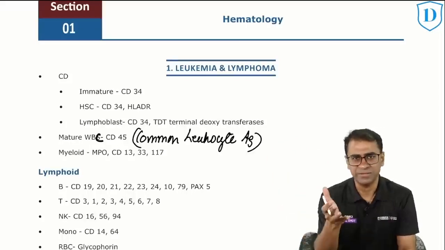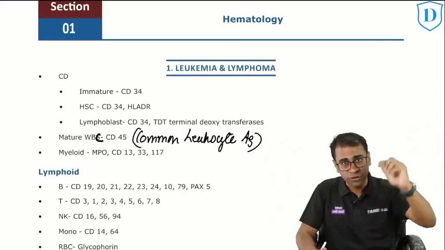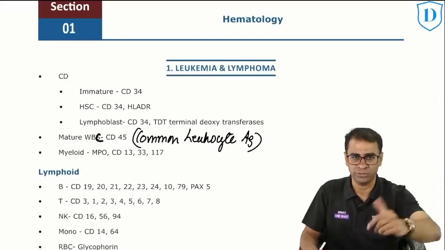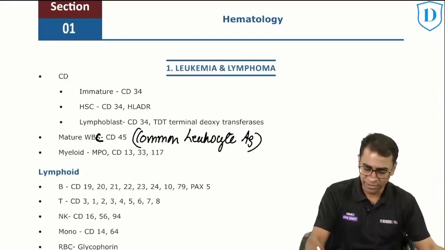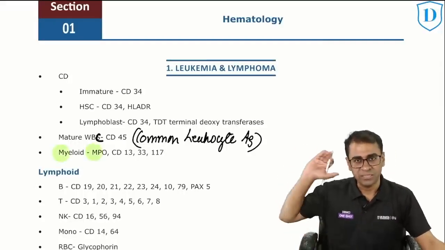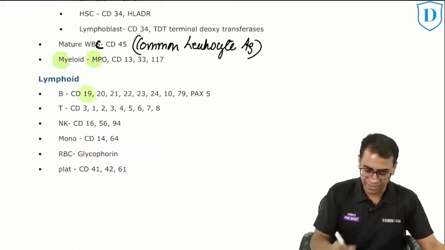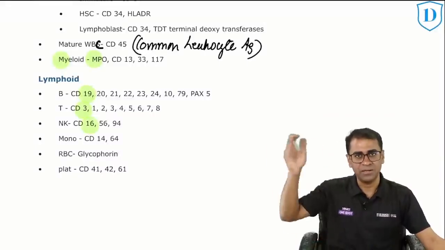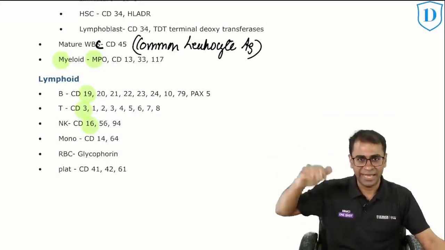So remember, it's very easy. Look, 34 immature cells, 45 mature cells. Simple, right? Say with me, 34 immature, 45 mature. The marker for myeloid is M for myeloid and M for MPO. M for myeloid, M for MPO. Got it? Okay, the main marker for the B cell series is CD19. The main marker for the T cell series is CD3, and the main marker for NK is CD16. This is also easy. B19, T3, NK16.